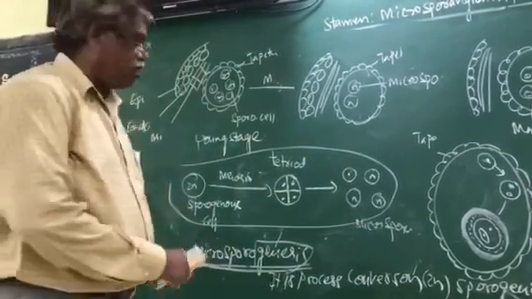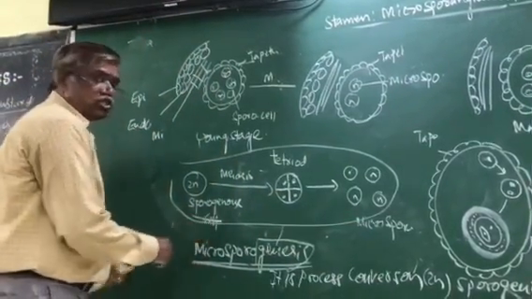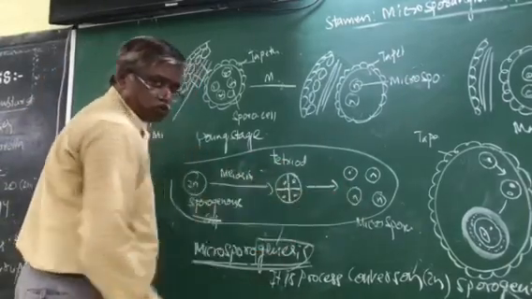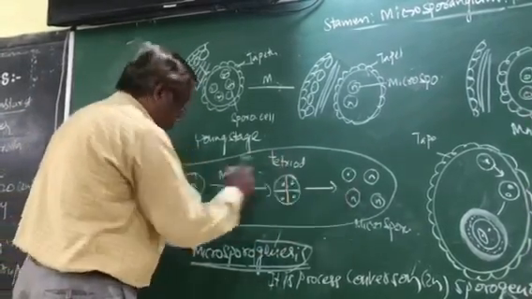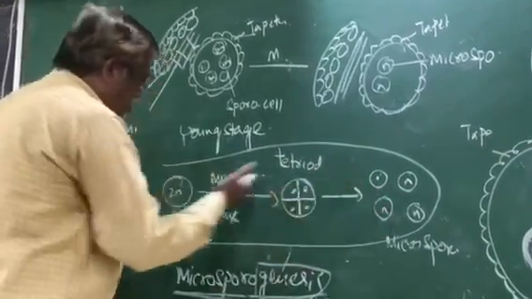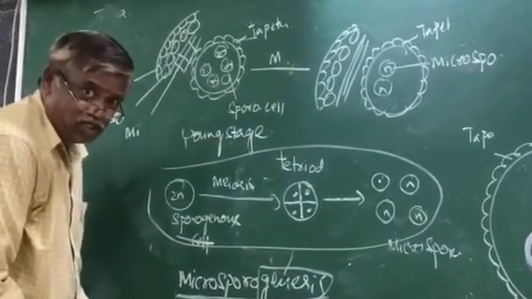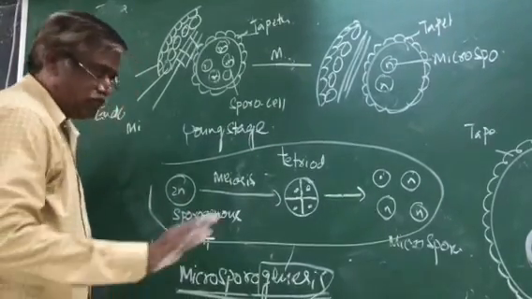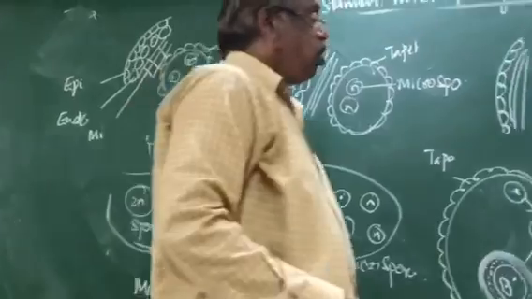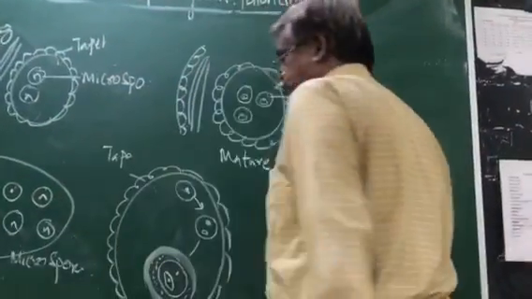But one thing: without sporogenous cells, there are no microspores. What is the relation between these two? They are daughter, and this is the mother. Now come to the pollen grain formation.